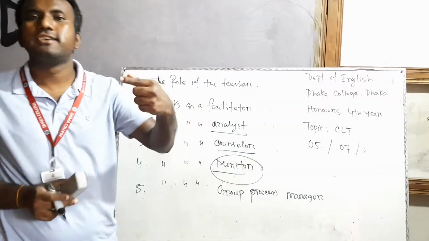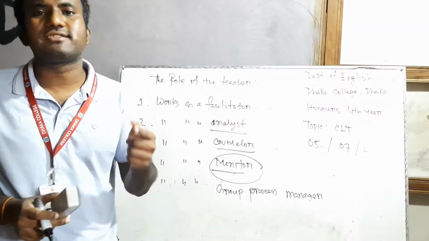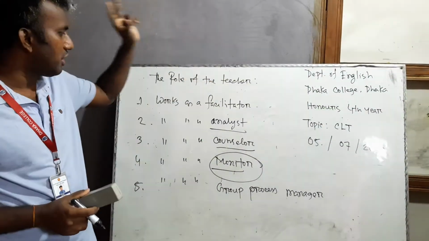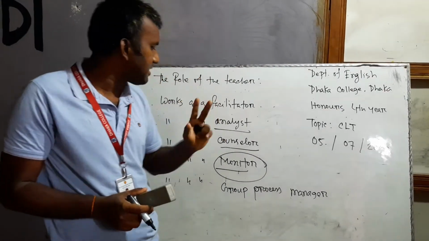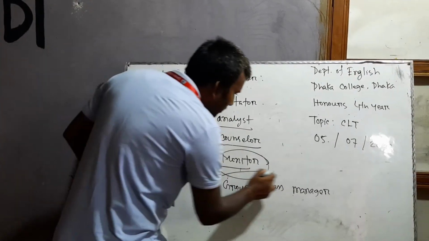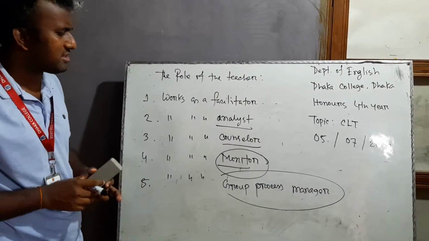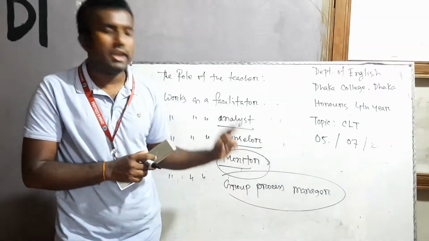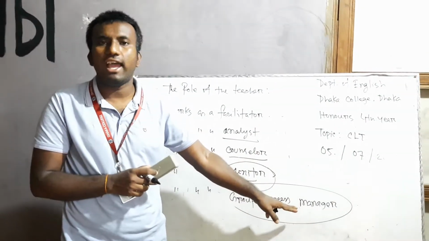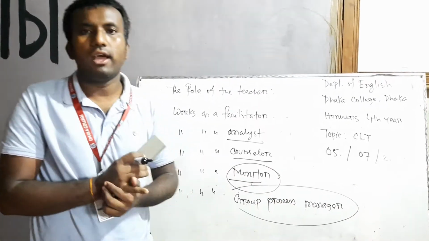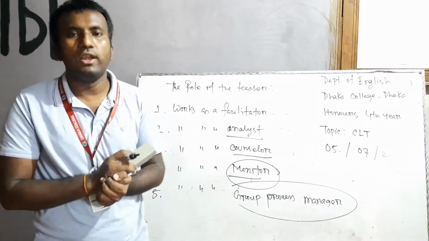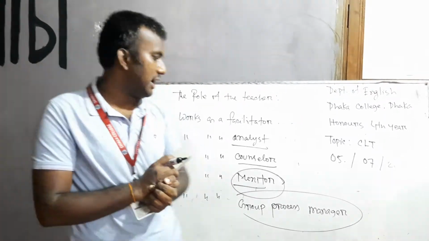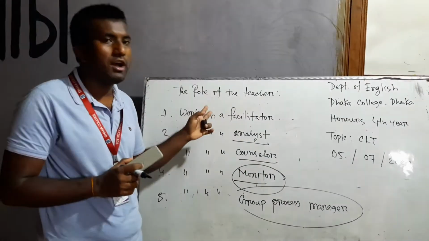The whole process of CLT is definitely dominated, or you can say supervised by the teacher. He is the facilitator, he is the monitor, he is the analyst, he is the counselor, and he or she is the group process manager. The whole process is managed by the teacher. If this manager is active enough, the whole approach of CLT will definitely be crowned with success. And this is all about the role of teacher.